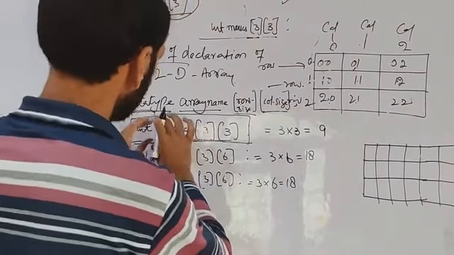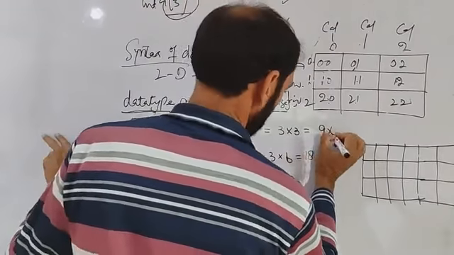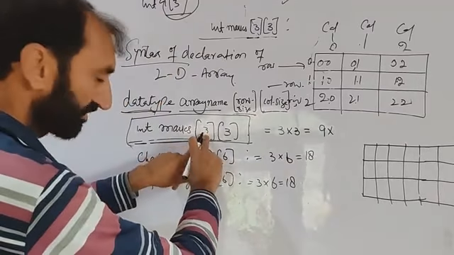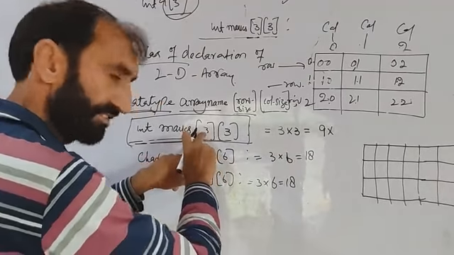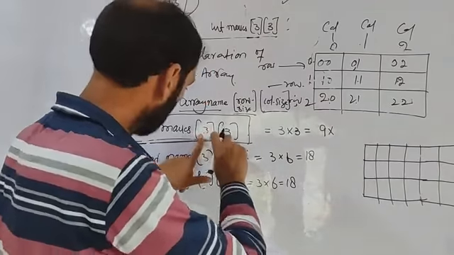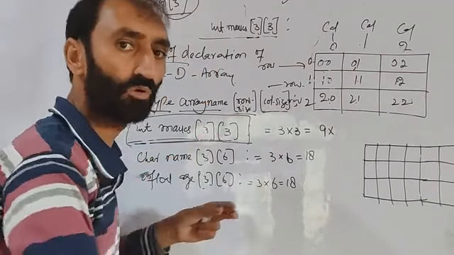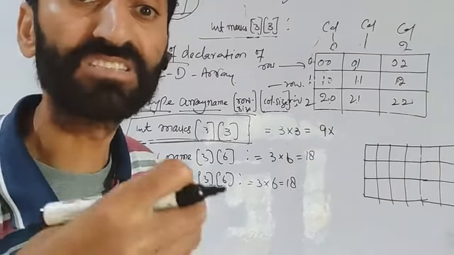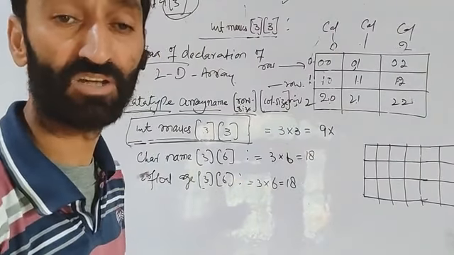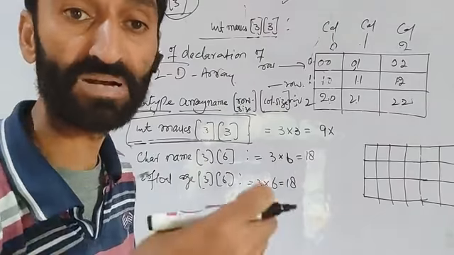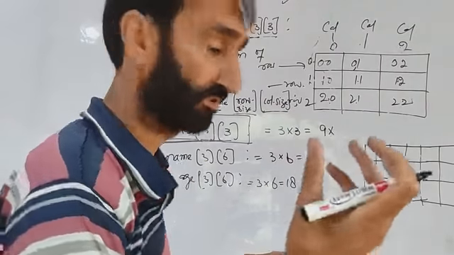Well, how much memory gets allocated? Usually it is the number of elements: the row size times the column size times the data type size. The data type decides how much memory it is going to utilize.